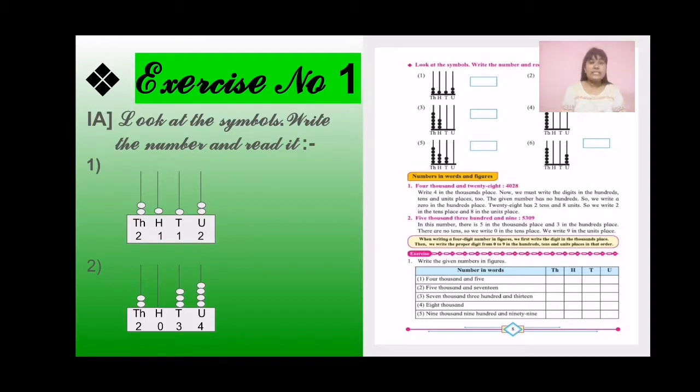How will you read this number? 2112. Second, above unit, how many circles are there? 4. So write down 4. Above tens, 3. Write down 3. Above hundreds, nothing is there. So you will write down 0 there. Above thousands, 2 it is. So write down 2. So how will you read this number? 2034.